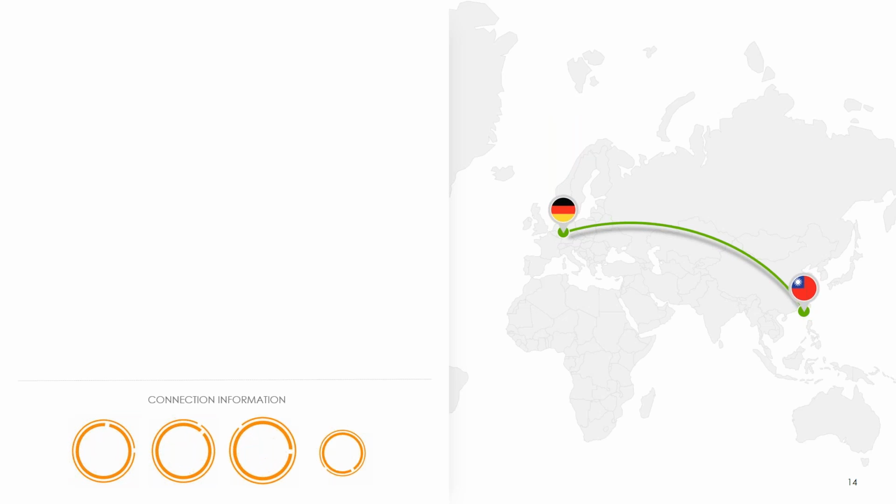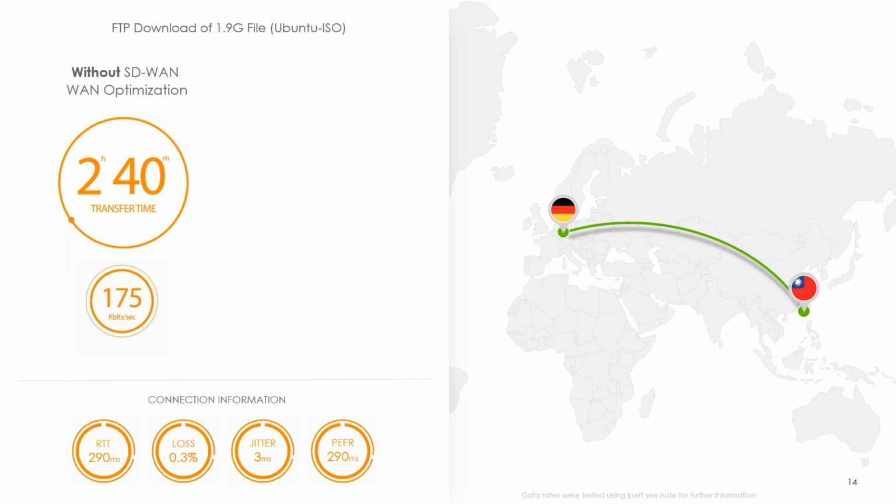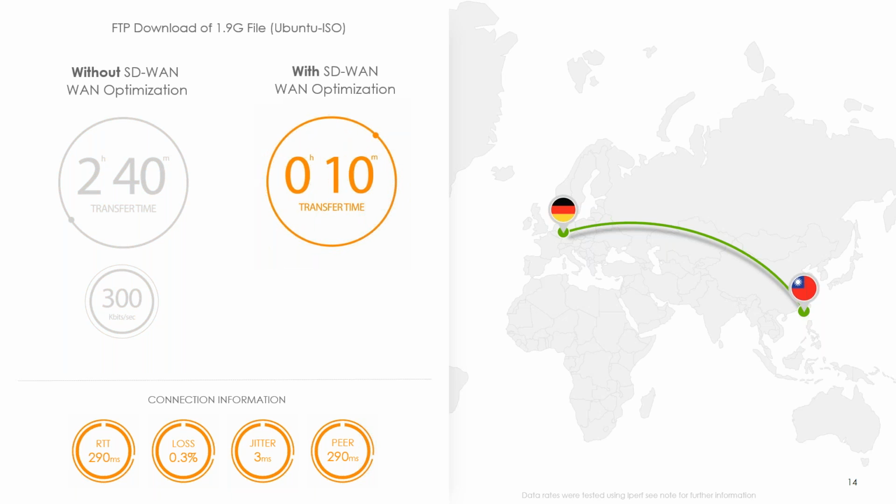Then a test of ours: we did a file transfer between our German and our HQ office in Taiwan. We moved a Linux image file, 1.9 gigs, between these two offices, and without WAN optimization, the file download took 2 hours and 40 minutes, and the average speed was 300 kilobits per second. The connection information you can see below, and the latency and the information on that connection isn't really good, so it's an optimal scenario for WAN optimization.